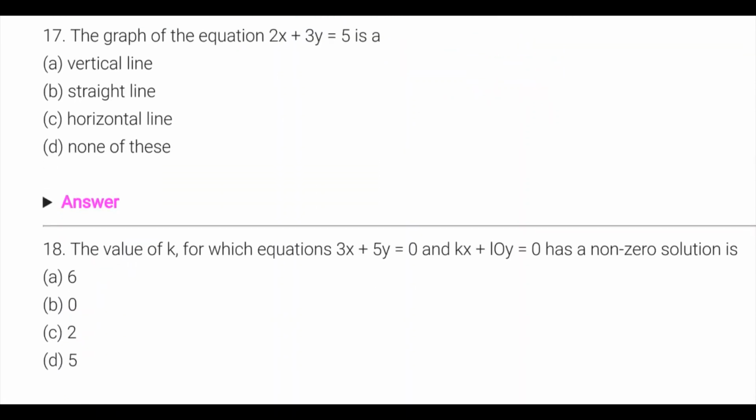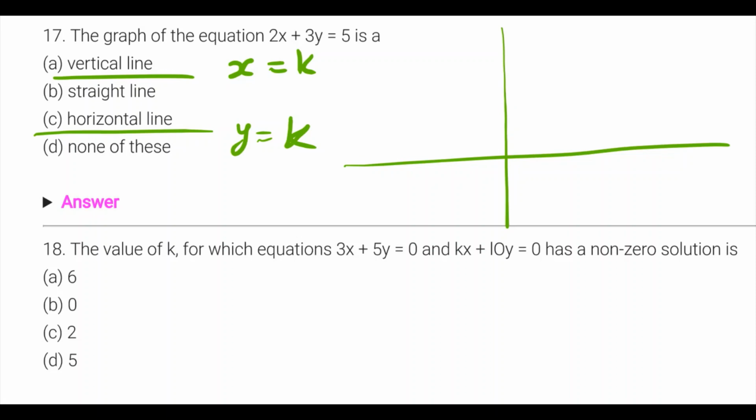The graph of the equation is a vertical line, a straight line, or a horizontal line. We never get a vertical line and a horizontal line together. For the vertical line, the general equation is x equals k, and for the horizontal line it is y equals k. If you plot a graph for this, you'll get a line like this. It is a straight line.